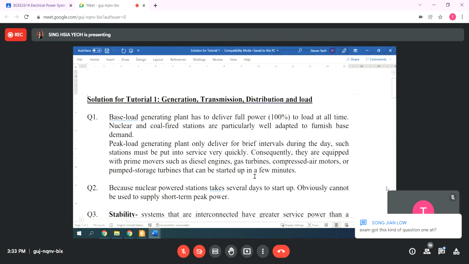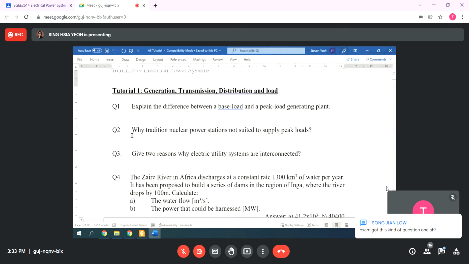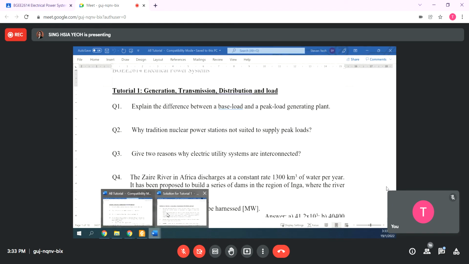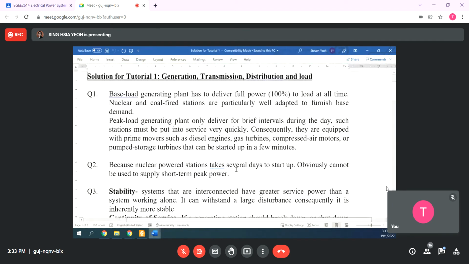I think there should be no questions, right? Question 2: why is a traditional nuclear power station not suited to supply peak load? Because the startup time needs several days, so it cannot be used to supply short-term peak power. You wait until it starts, then you no longer need the power.